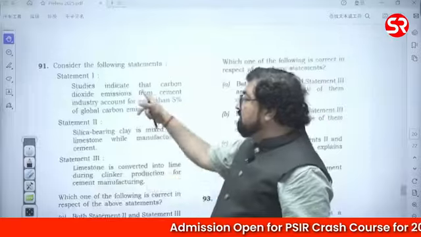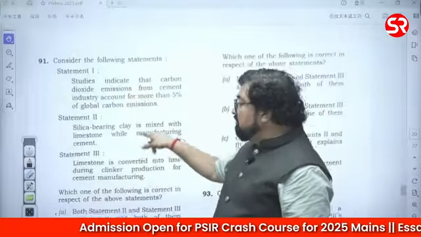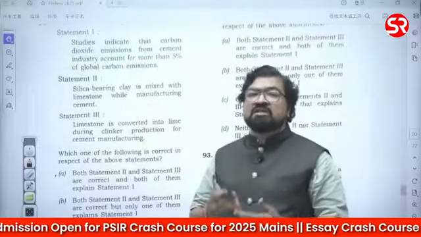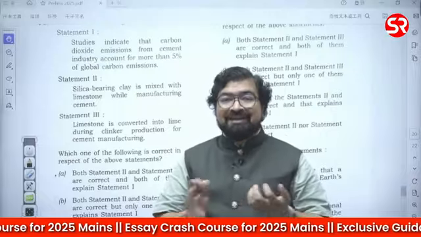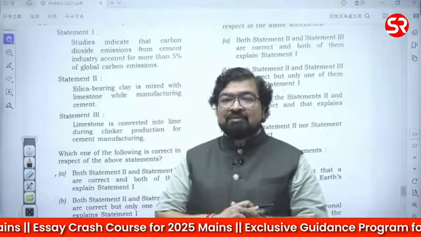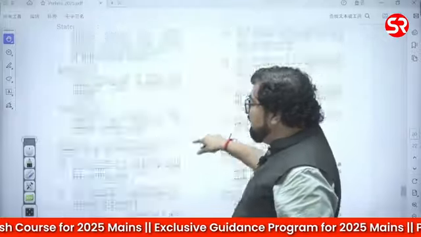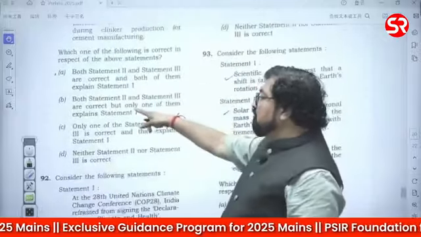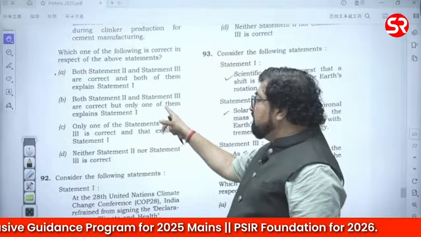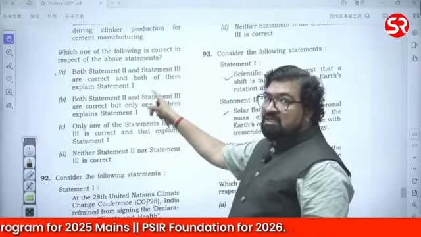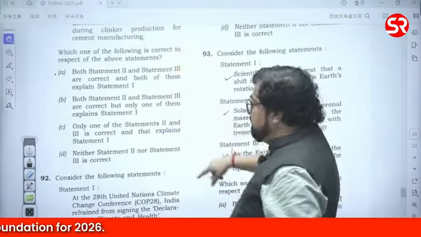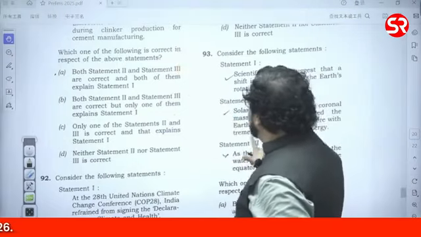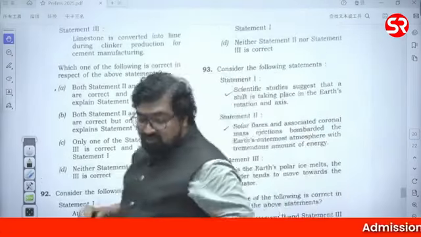So the third statement directly explains statement 1, but not statement 2, because statement 2, silica, silicon dioxide, SiO2, clay, will not generate carbon dioxide. That's it. So here the answer will be B. Both statement 2 and 3 are correct, but only one of them explains statement 1. That is, statement number 3 explains statement number 1 in terms of carbon emission. So this I have already covered in my environment discussion.